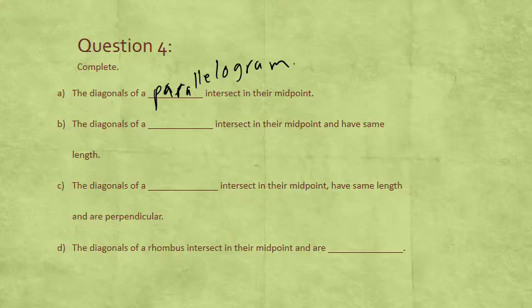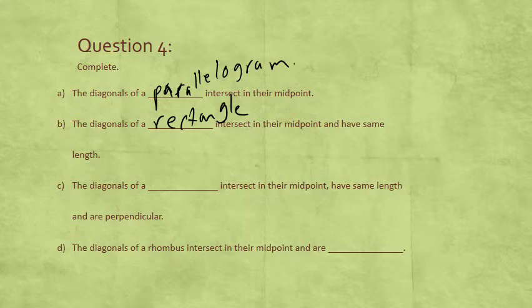Jamil, the diagonals of a blank intersect in their midpoint and have the same length. Maybe it can be a rectangle. It should be a rectangle. So diagonals of a rectangle intersect in their midpoint and have the same length.